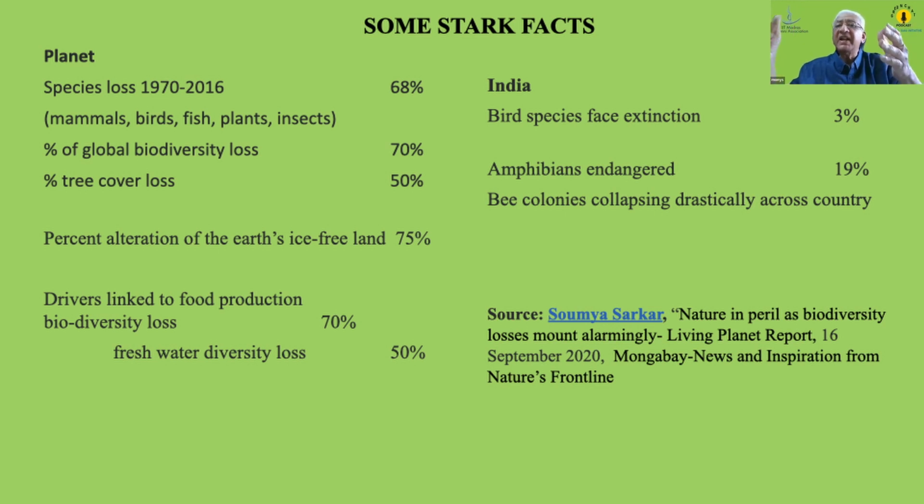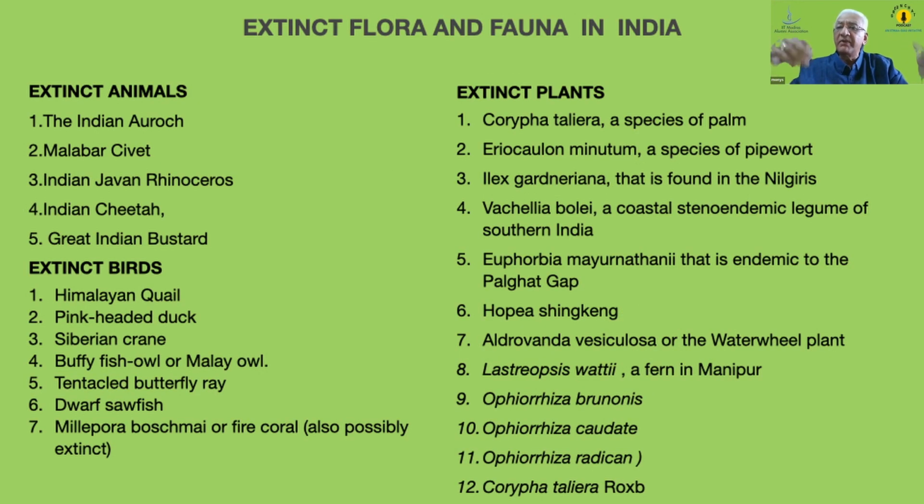Whereas in India, you find bird species are facing extinction. 3% of our bird species are gone. Then our honeybee population is getting extinct. And if you look at the extinct flora and fauna, you have about 5 extinct animals ranging from the aurochs and the Malabar civet to the great Indian bustard. Extinct birds, there are about 7 of them, and extinct plants, there are about 12 of them. So all these are telling us that it is very real, it's very much upon us.